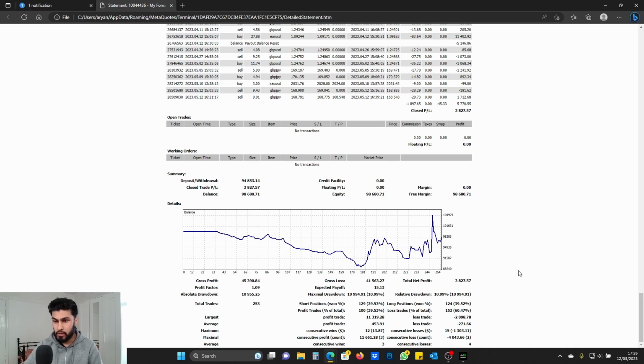So if we go down and look at the stats further, we can see that the largest profitable trade was around $11,300. Now that's crazy on a 100k account to be making such a huge winner, but with such huge RRs, I was able to boost the account instantly. And the biggest loser was around 2%.